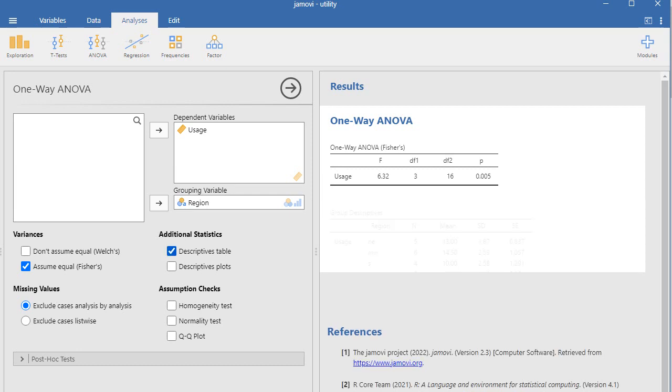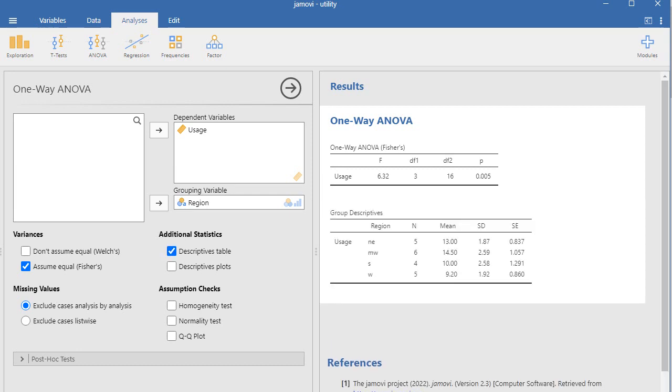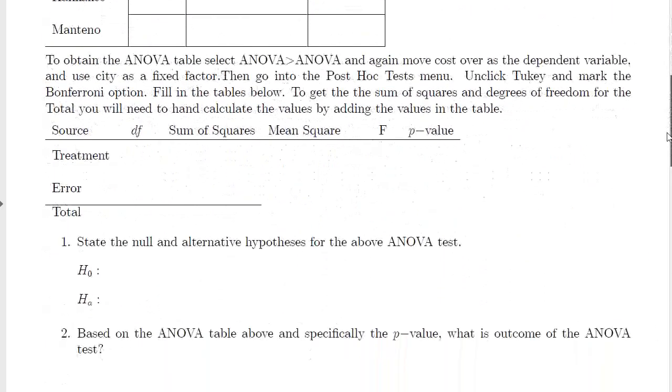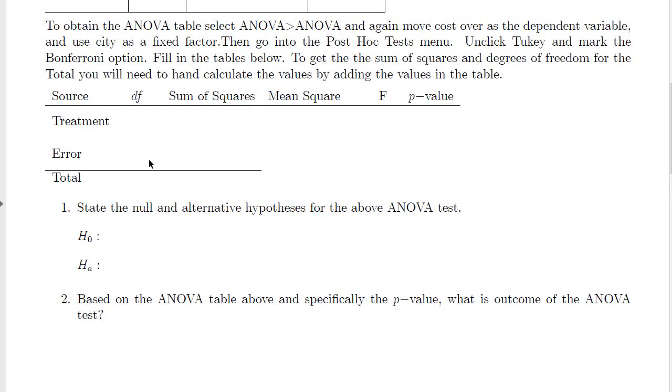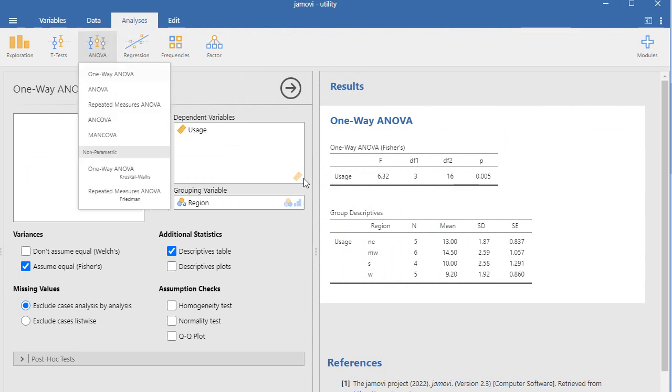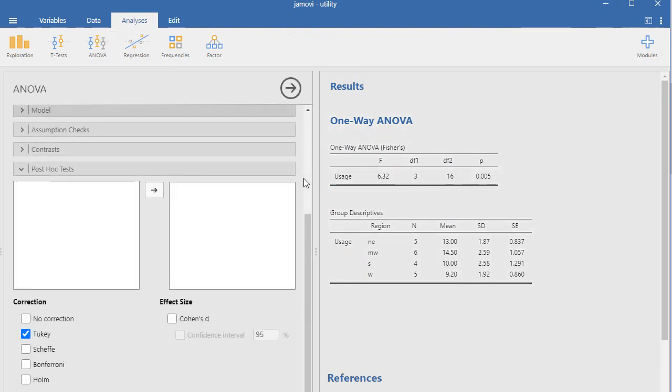Also click on descriptives, and that will give your sample size, mean, and standard deviation, so you can fill in this table. And then we also want to generate the ANOVA table and fill that in. In order to do that, you're going to go up to the Analysis tab again, ANOVA, and then click on ANOVA.